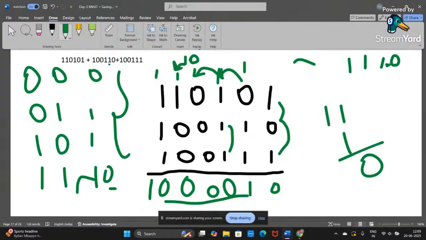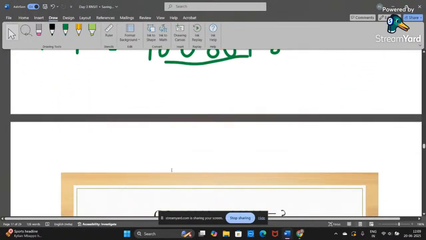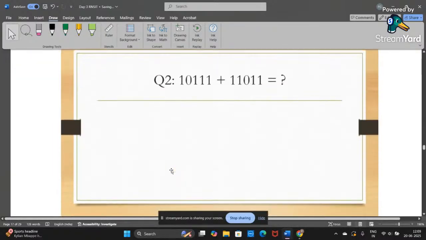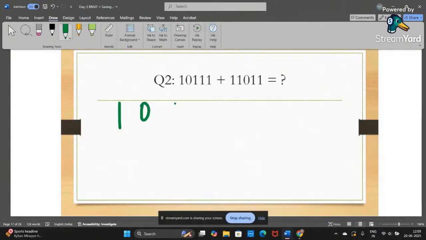So you have to follow the same method. Now we'll move on to the next one, but mainly focus on 2 addition, that's all.